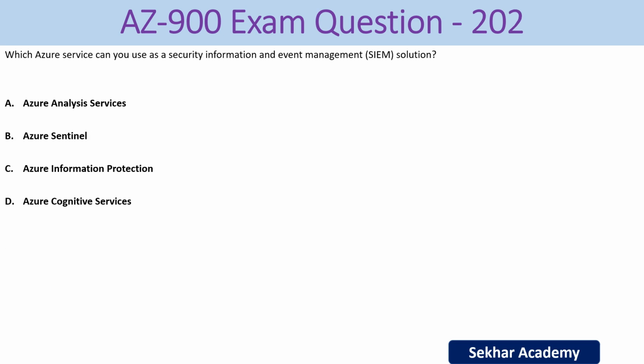AZ-900 exam question number 202. Which Azure service can you use as a security information and event management solution? Options we have: Azure Analysis Services, Azure Sentinel, Azure Information Protection, Azure Cognitive Services. Here the right answer is Azure Sentinel.